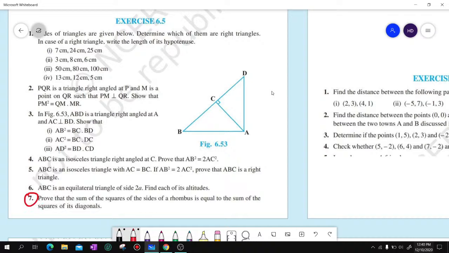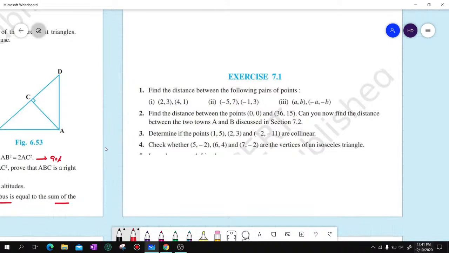And this question is very important, and the chance of being asked in a board exam is more than 95%. Prove that the sum of squares of the sides of a rhombus is equal to the sum of squares of its diagonals. That is important. And this isosceles triangle question is important particularly for 2 marks or 1 mark. The chance of being asked is also more than 90%, and PM square is equal to QM into MR. Okay, this is also important, but again I'm telling you, 4th question and 7th question are very important.